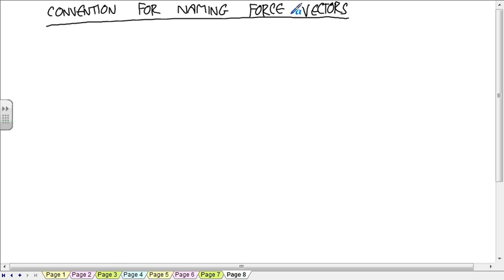And since this is only for naming force vectors, you have to be sure not to use this when you're talking about the scalar variables that represent certain forces. So don't use this for scalar variables.